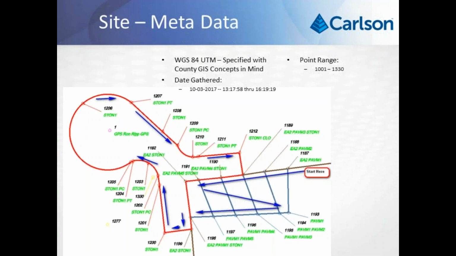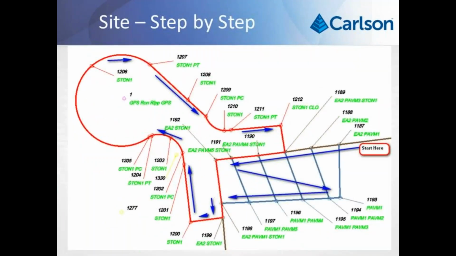And then as I traveled along, I got to shot number 1198 and coded that one with edge of asphalt 2, pavement marking number 1, stone number 1, and then looped around all the pavement and the stone codes, and eventually got around to point number 1212, where I said stone 1 close, and that closed that figure back onto the edge of asphalt. And then from there I continued on with the edge of asphalt to finish out the parking lot. So that was a very complex set of coding work.